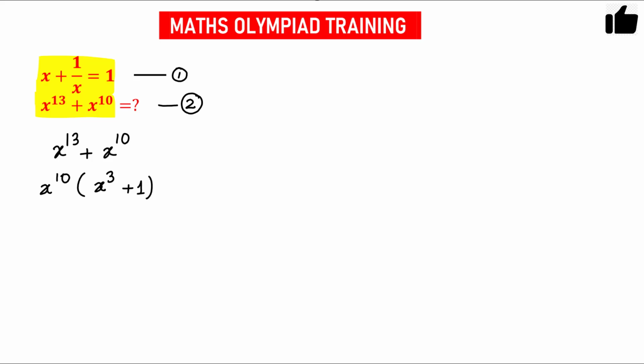And the given condition, let us simplify it a little bit. The condition given is x plus 1 by x equals 1. If I multiply by x both sides, I will have x square plus 1 equals x. But now we need a term of x cube. So let us multiply by x both sides of this equation. So we will have x cube plus x equals x square.